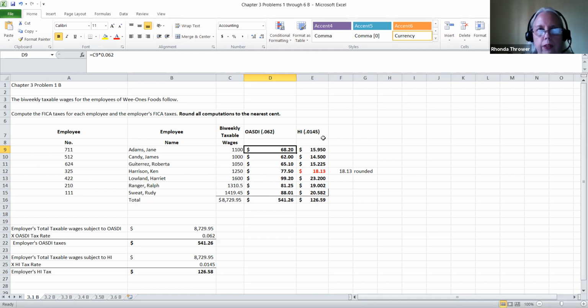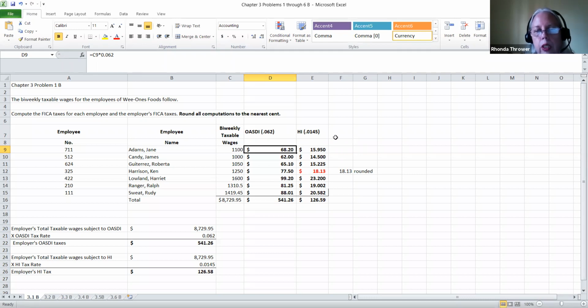The HI tax, or the Medicare portion of the FICA taxes, HI stands for hospitalization insurance, is 1.45%. And both of these rates are based on when the textbook was written, which we get a new textbook every year, but the new laws are not reflected as of 2020. So your textbook's basically saying what happened in 2019 because we don't have all the information for the new laws yet.